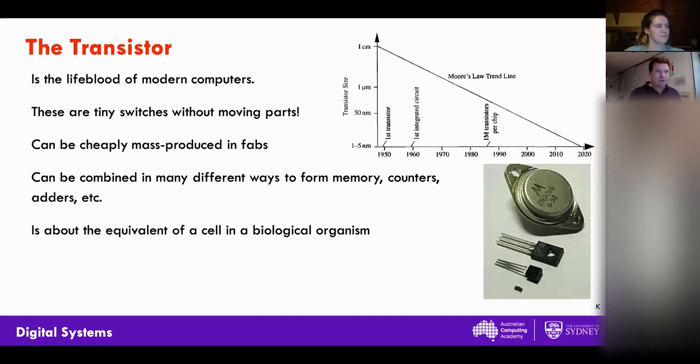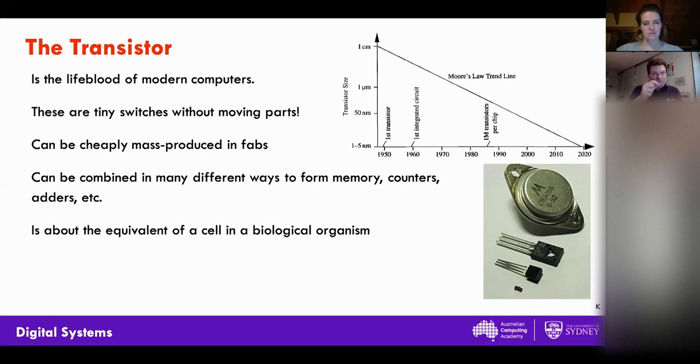So the most important invention of the last century was the transistor, okay? It's the lifeblood of modern computers. We've got billions of them on a single chip, and we have billions of these chips in the whole world, but these are very tiny switches without moving parts. They can be mass produced, and now making a transistor on a chip is cheaper than printing a letter in a newspaper. Okay, that's where we've come. That's mass production in these huge multi-billion dollar fabs by AMD, Intel, and what have you.